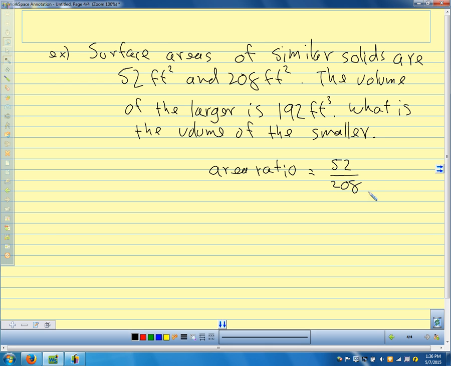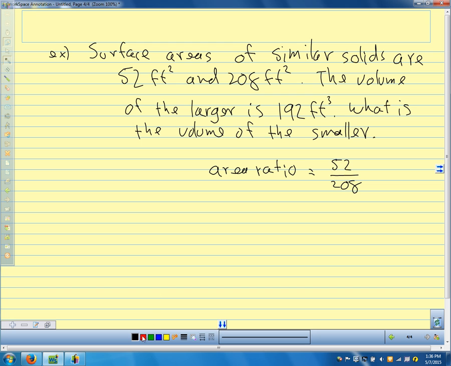We want to get to the volume ratio. But what gives us our volume ratio? The cube of the length ratio. We're going all the way back to the length. Square root that and cube it. So we're going to square root this.